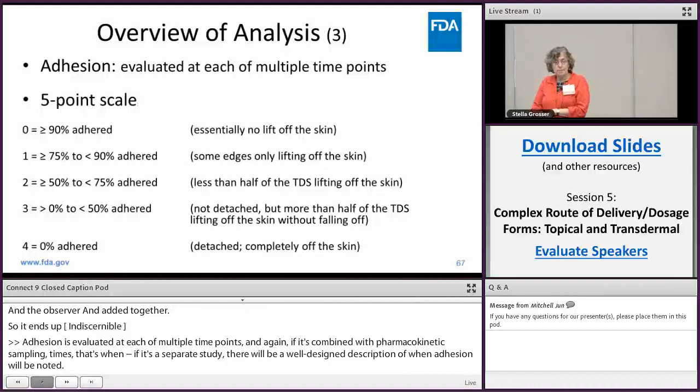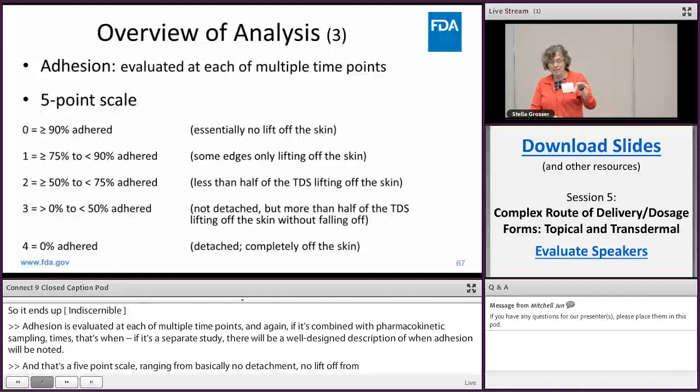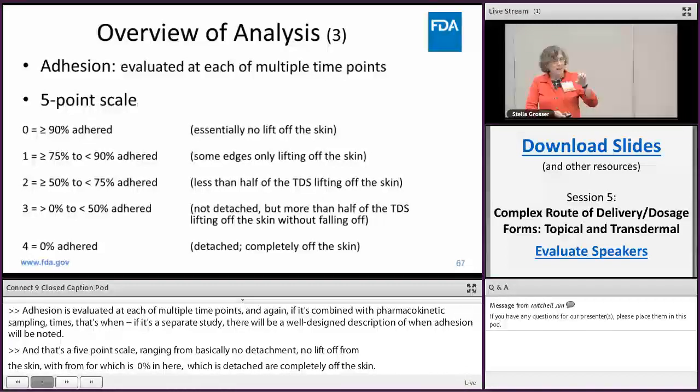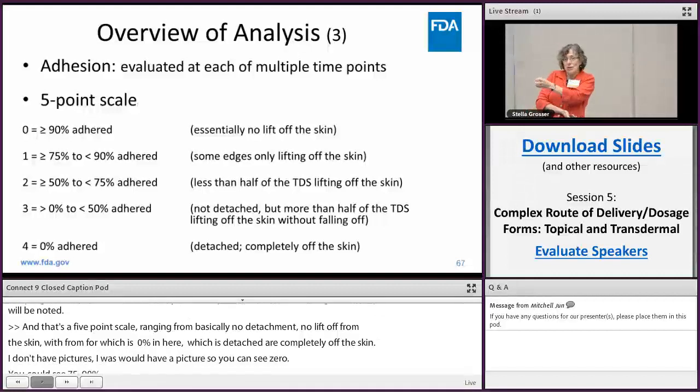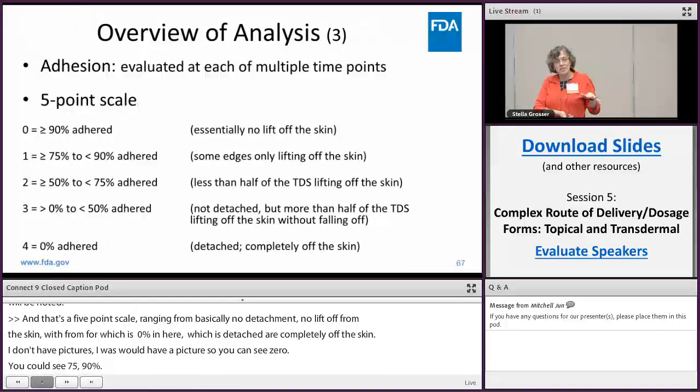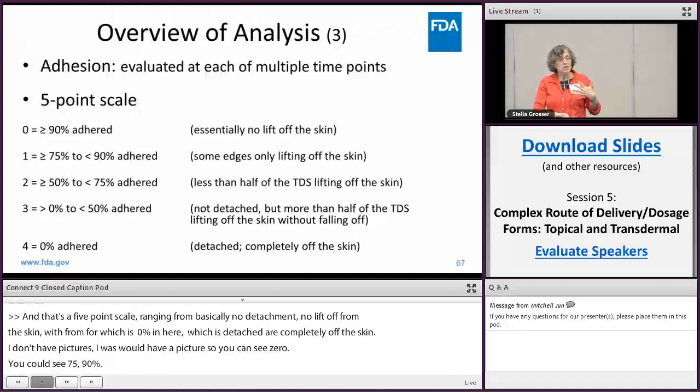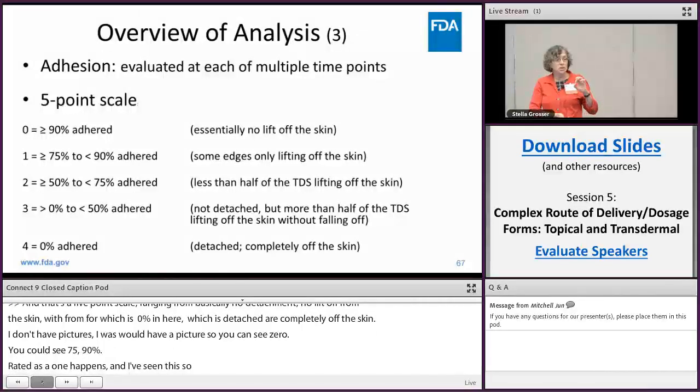I don't have pictures. I was going to have a picture so you could see 0, you could see 75 to 90%, what would be graded as a 1. But what happens, and I've seen this only recently, is that the detachment could be at the edges. There could be detachment sort of in the middle. It's a fairly complicated evaluation. And again, there should be a trained observer noting the scoring, doing the scoring.